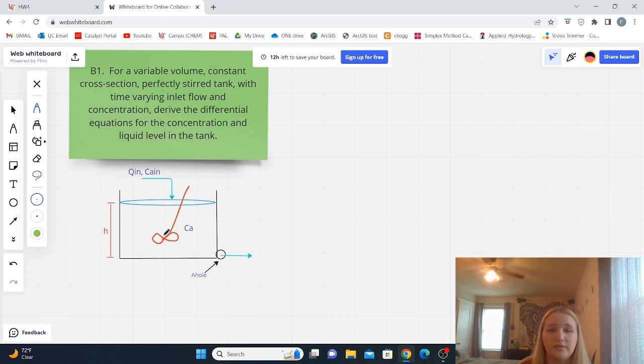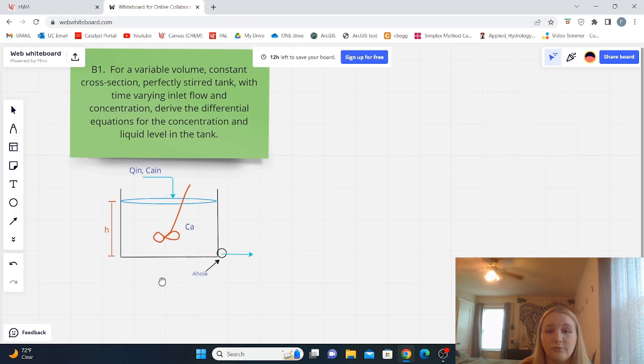It has a stirrer because this is a well-stirred tank. We have the outlet hole here, and we have our Q in and our concentration going in, and we also need to find our height, which is the level of liquid that we're trying to find.